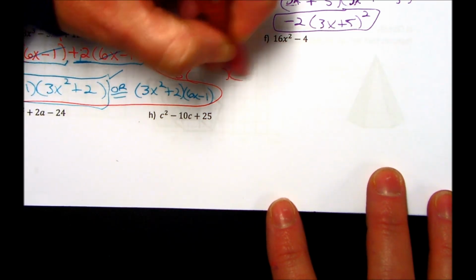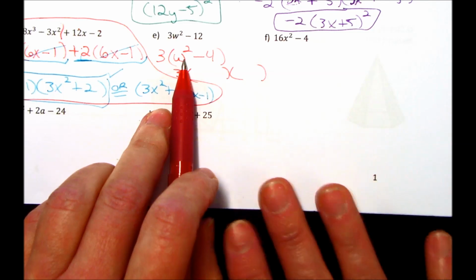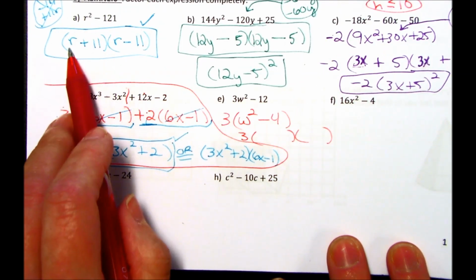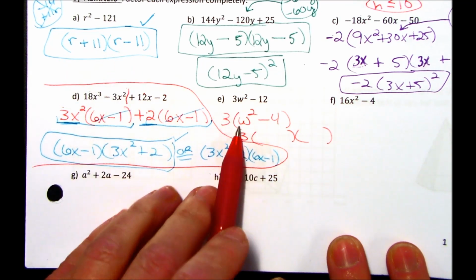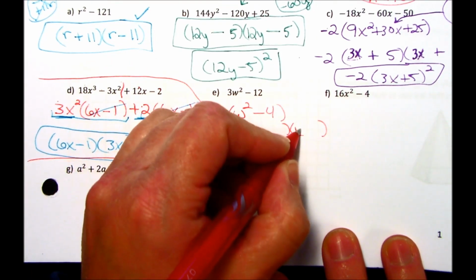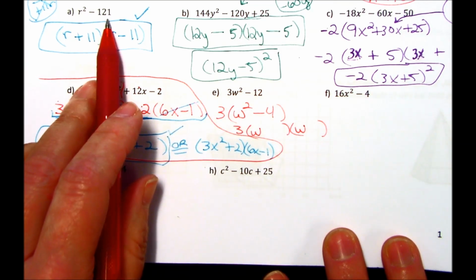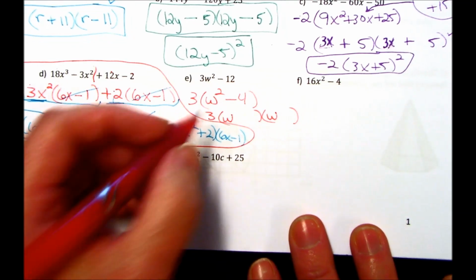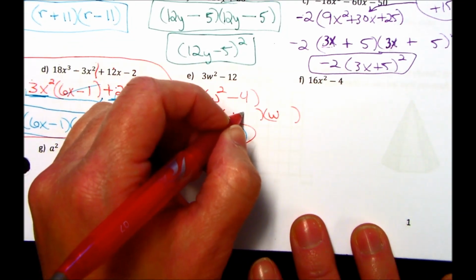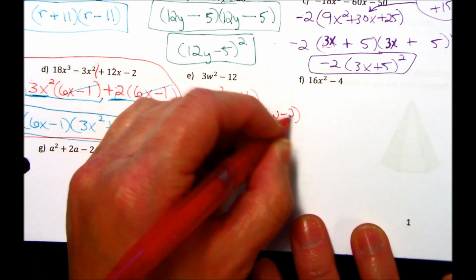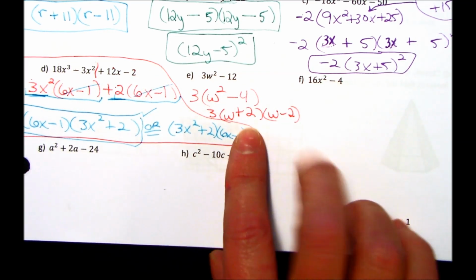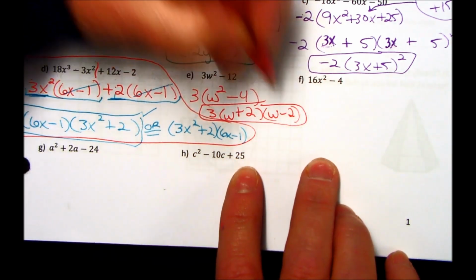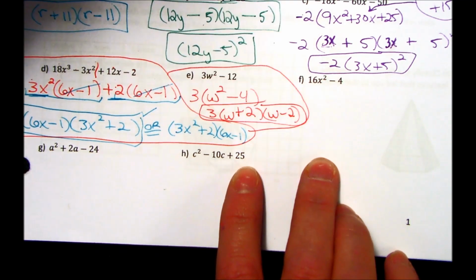So the 3 is going to stay out front, but your w squared minus 4 is going to factor just like problem A did here, where we took the r squared and we factored it into r and r, but the w squared is going to be factored into w and w. And just like we took the 121 and factored it into positive 11 and negative 11, this negative 4 is going to be factored into a positive 2 and a negative 2. And it does not matter whether you put the negative 2 first or the positive 2 as long as they are different. So this is our factored form now of the w squared minus 12.